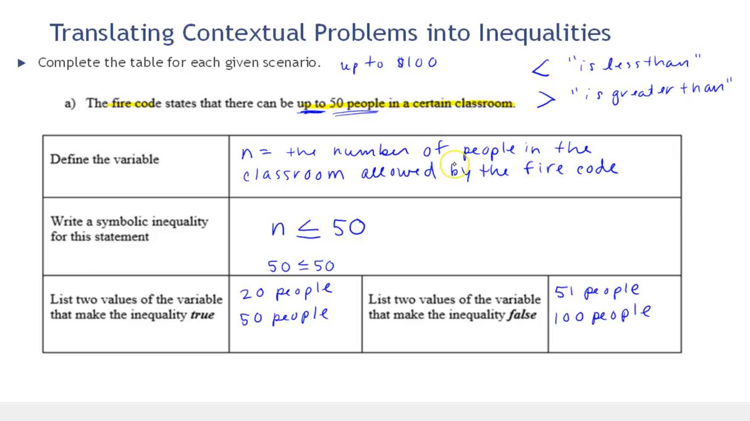Because you can't have 2.7 people. So this problem actually has a finite set of answers, meaning you can list all of them. It would be 0, 1, 2, 3, 4, 5, all the whole numbers up to 50. Okay, so let's look at the next one.